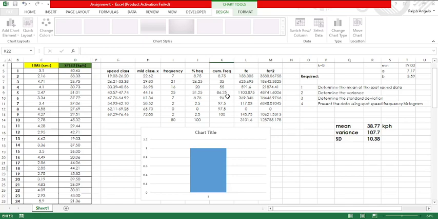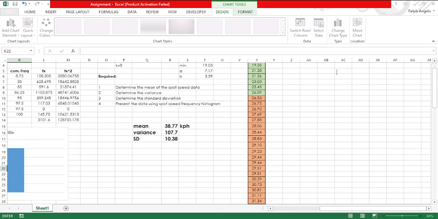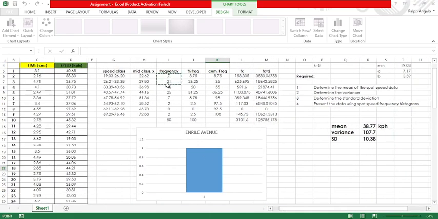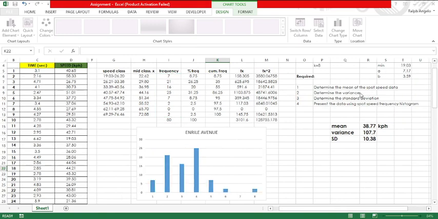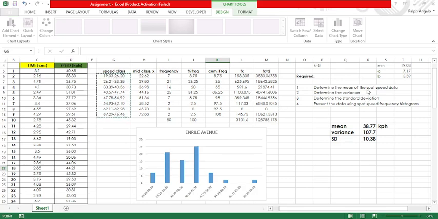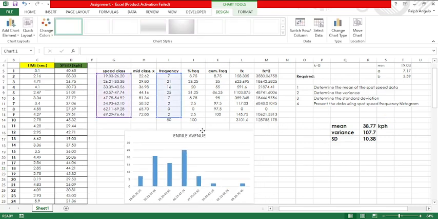I think this is the Enrile Avenue. Okay. For your series values, highlight your frequency. That one. Enter. Then okay. For your horizontal, click edit. Our horizontal are the speed classes here, and then press OK, and then OK. So this is now your histogram, class.